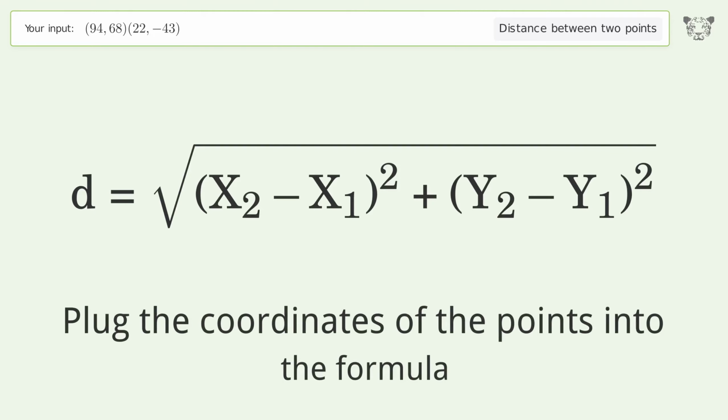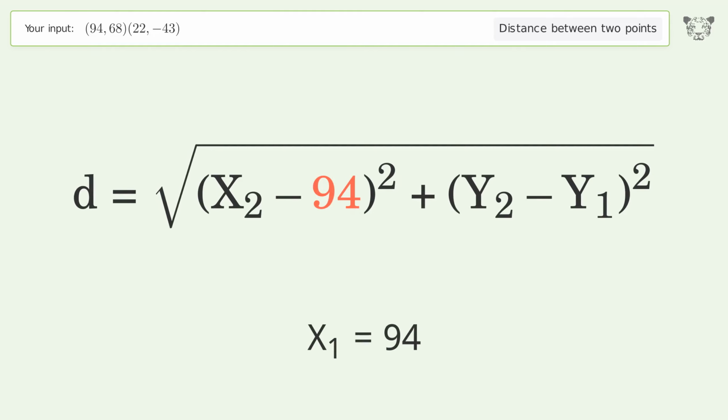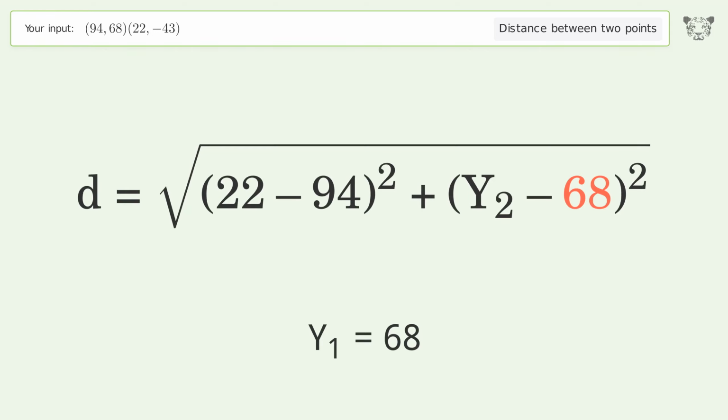Plug the coordinates of the points into the formula. x1 equals 94. x2 equals 22. y1 equals 68. y2 equals negative 43.